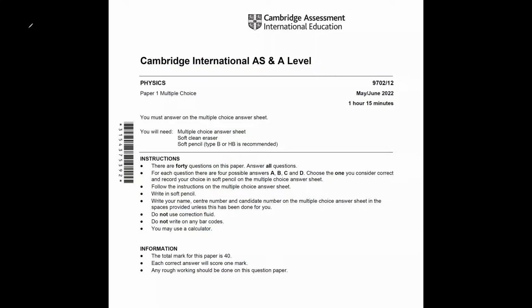For today, we'll be looking at another different variant of paper 1. We'll be looking at June 2022 P12. Okay, so have a look at the first question. The first question is asking you which of the following estimate is reasonable.